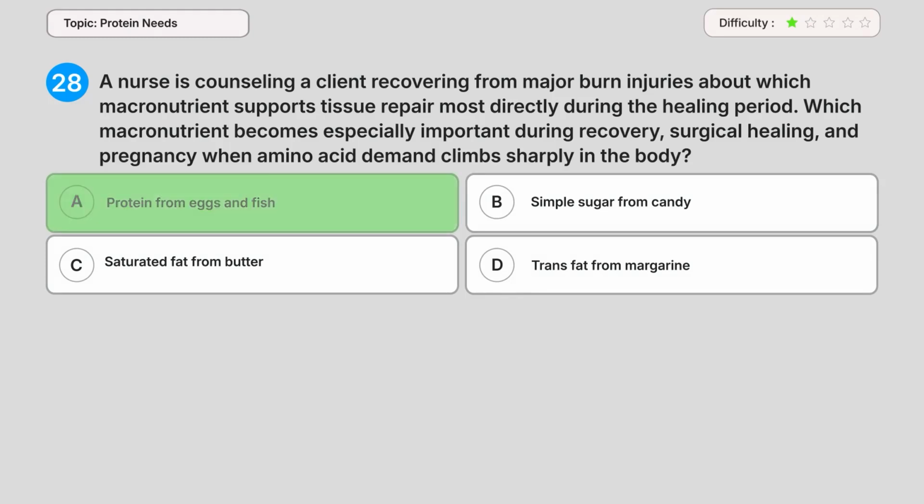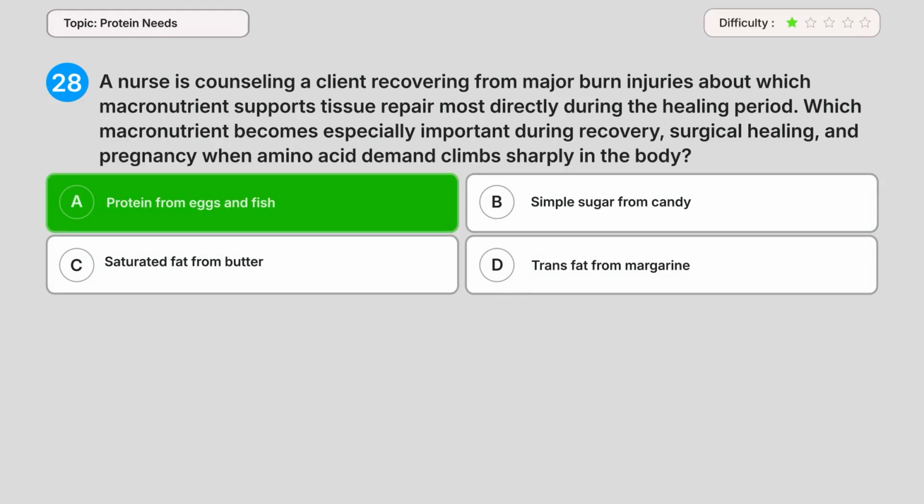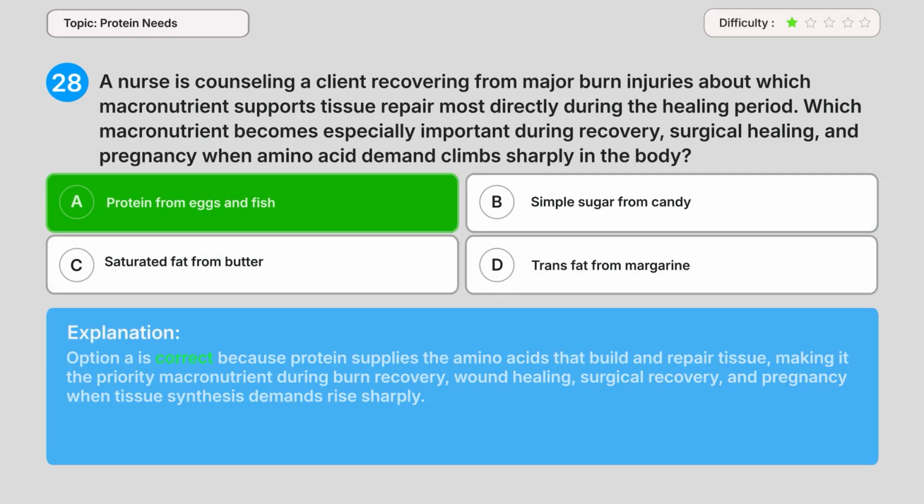Correct answer, A. Protein from eggs and fish. Explanation. Option A is correct because protein supplies the amino acids that build and repair tissue, making it the priority macronutrient during burn recovery, wound healing, surgical recovery, and pregnancy when tissue synthesis demands rise sharply.